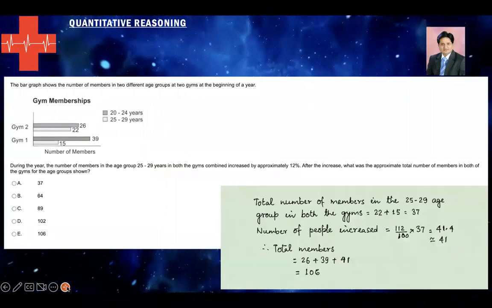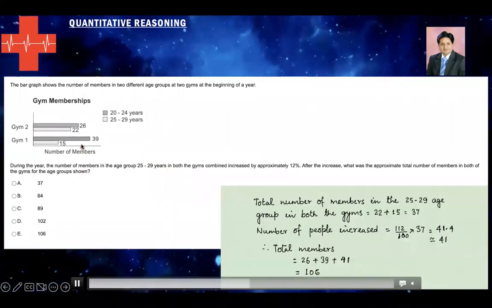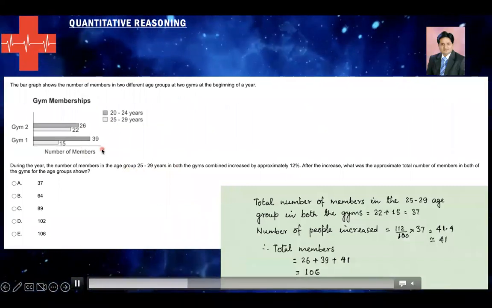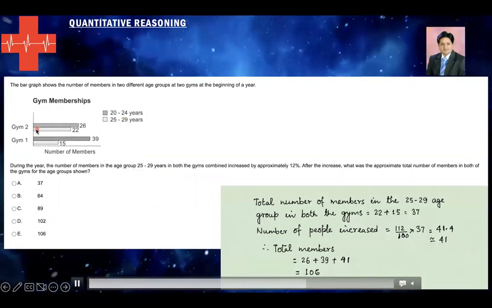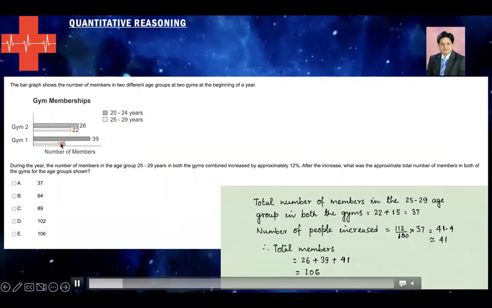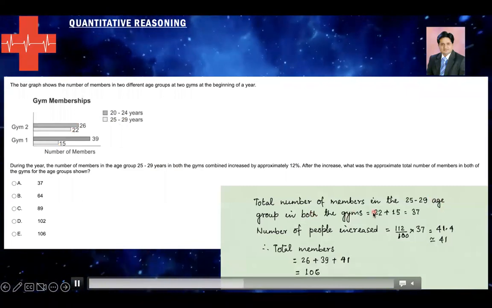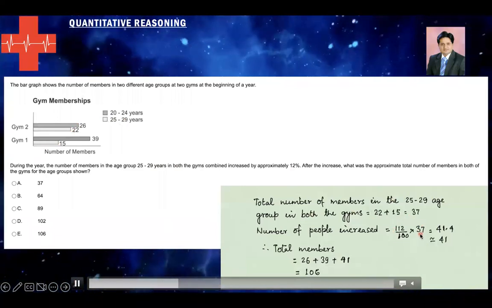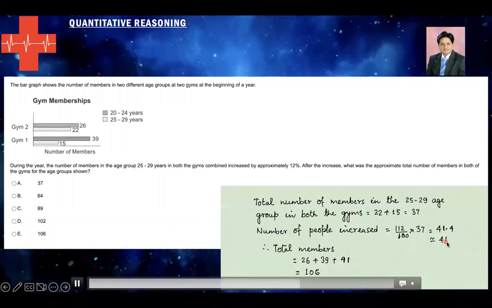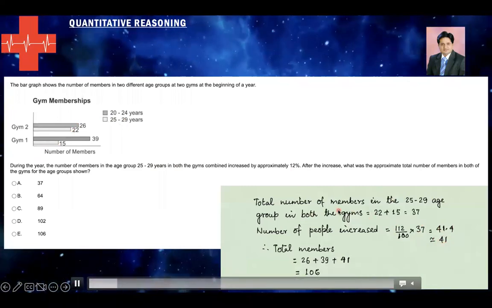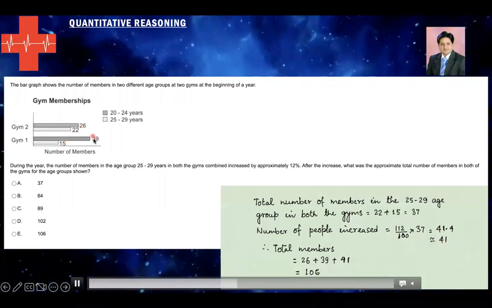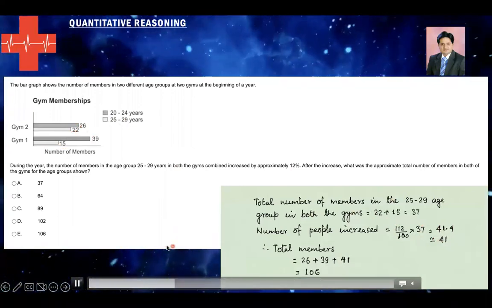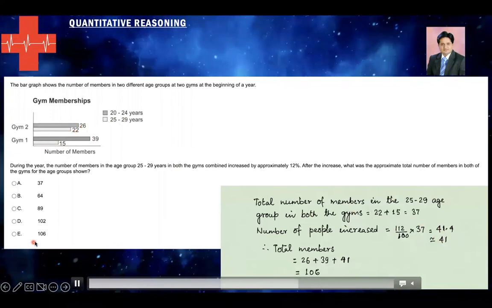Here comes the solution. So let's find out the total number of members in the age group 25 to 29. This one, 22 and 15, that gives me 37. It's a 12% increase, so 12% increase of 37 is approximately 41.4. We round it to 41. Now let's add it. So 26 plus 39 plus 41 gives you approximately 106. So E is your right answer.